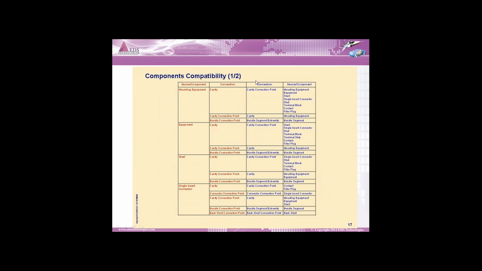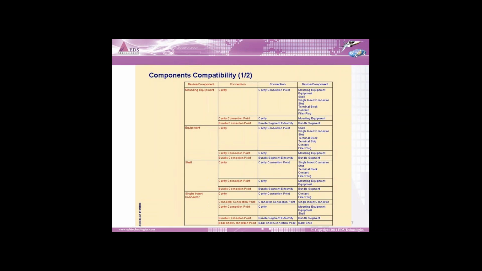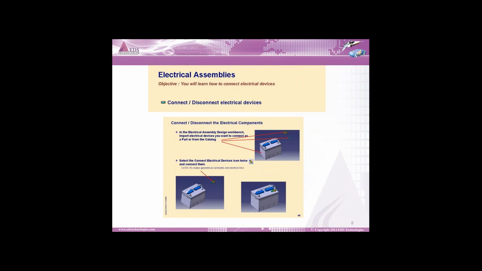If it is a shell, you can see here it can have a cavity and it can receive other components, such as single insert connector, terminal, contact, all these things having a cavity connection point. All right. So this is how the entire working principle of electrical part design works.